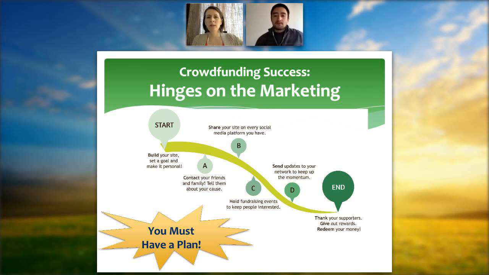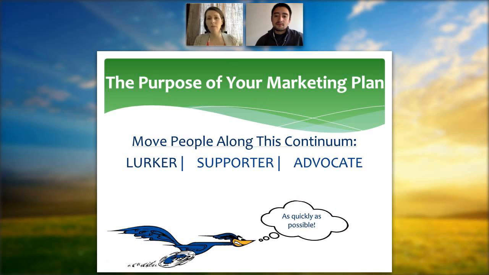This visual is really just meant to reinforce that it is very important for you to put pen to paper and create a plan and have in mind how you're going to get from point A to point B. It's going to drive everything. You must have a plan. The reason is this: the purpose of your marketing plan is to move people along this continuum. So how do I define these three kinds of people? Lurkers to me are people who are on your email list or they follow you on social media, but they don't necessarily take action.